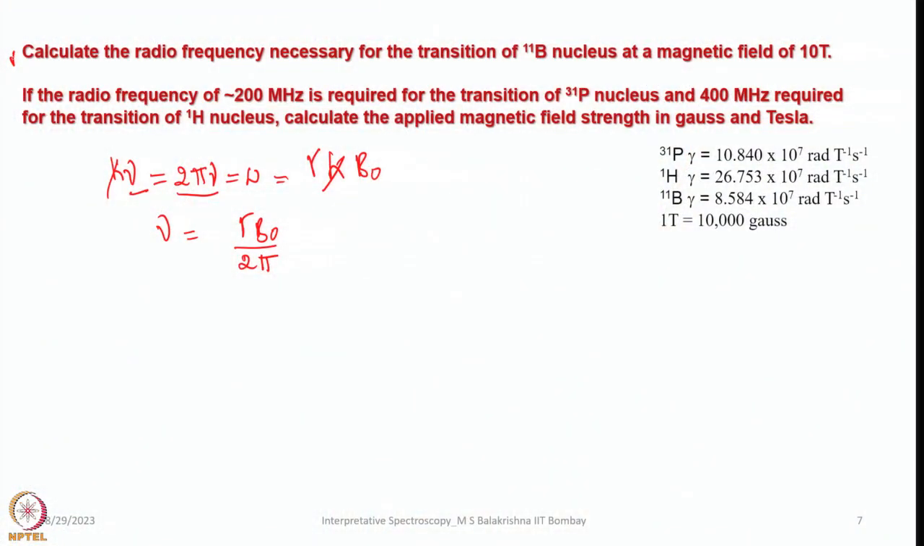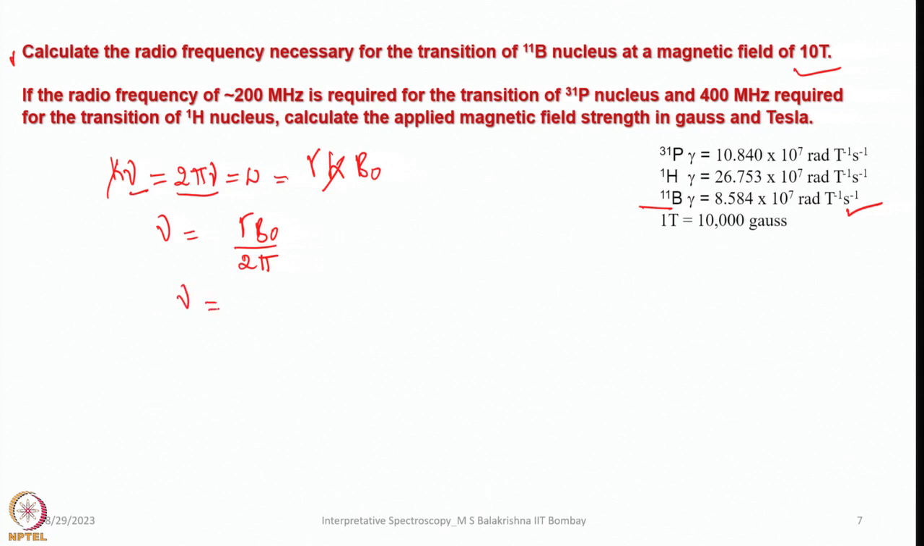Now one such problem is here. Calculate the radio frequency necessary for the transition of the 11 boron nucleus at a magnetic field of 10 Tesla. You use this equation. Of course, what is required is that you need to know the gyromagnetic ratio that is given here, and also 10 Tesla is given. Simply use this equation here.